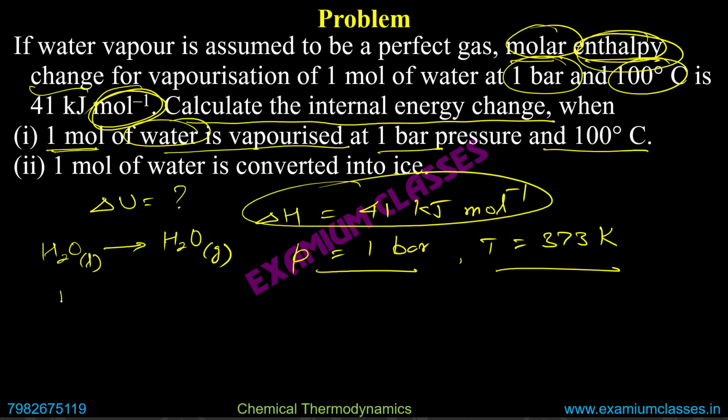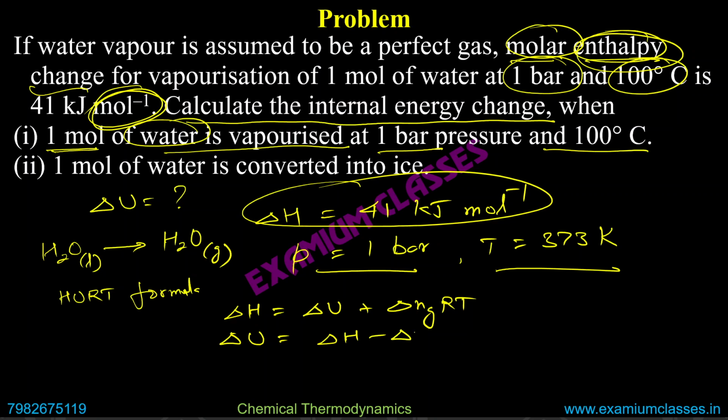You will apply the formula. You will not write it in the exam; I am writing it just to make you understand so that you can recall. You will say, using the formula delta H equals delta U plus delta NgRT. So delta U, which we have to calculate, will be delta H minus delta NgRT. Delta H is given as 41.